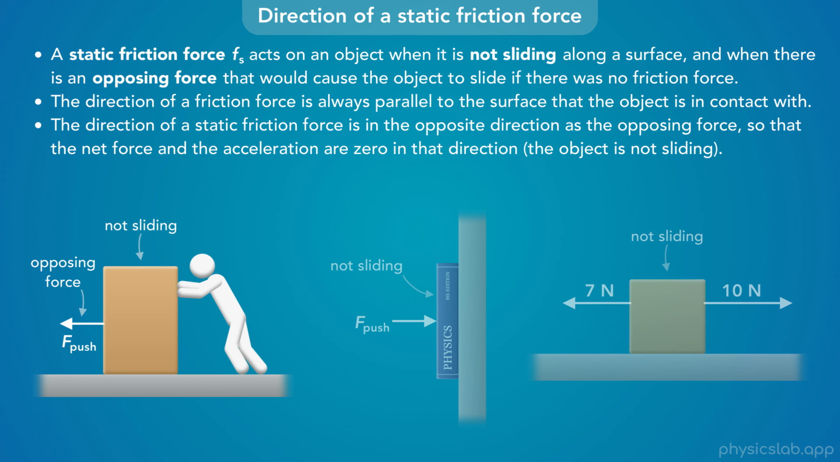In the first example, the box would slide to the left if there was no friction, so the static friction force on the box must be acting to the right. In the second example, the book would slide down the wall if there was no friction because of the downwards gravitational force. Therefore, the static friction force on the book must be acting upwards, in the opposite direction as the gravitational force, and it's parallel to the wall.